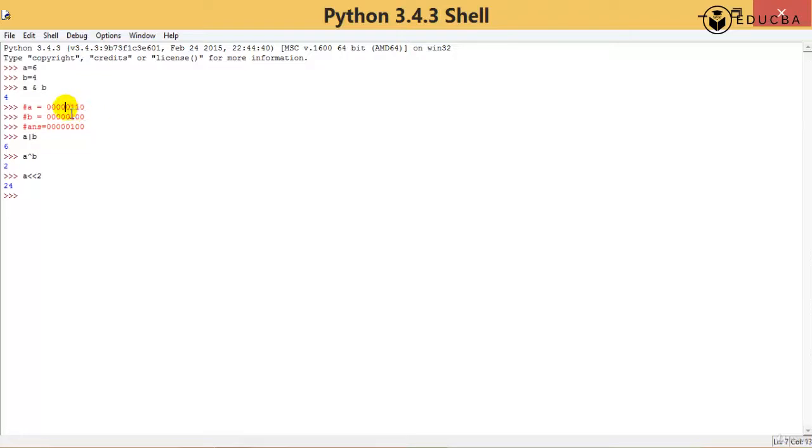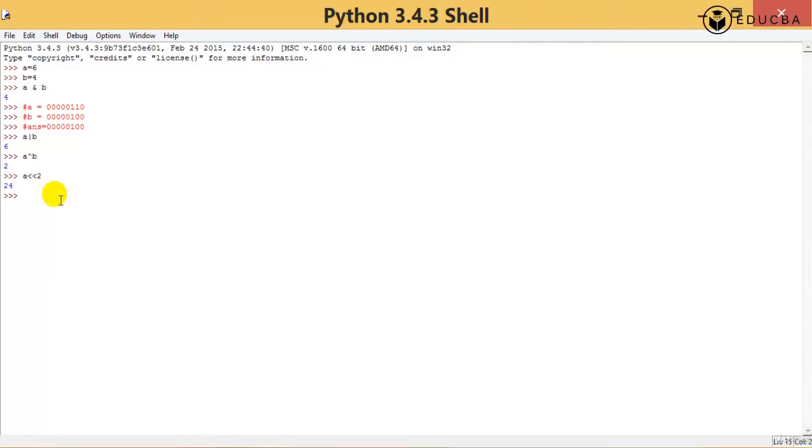So that is 16 plus, I'm so sorry, 8 plus 16, and that is 24. Is that understood? 1 here is 8, it's the weightage of 8, and this is the weightage of 16.